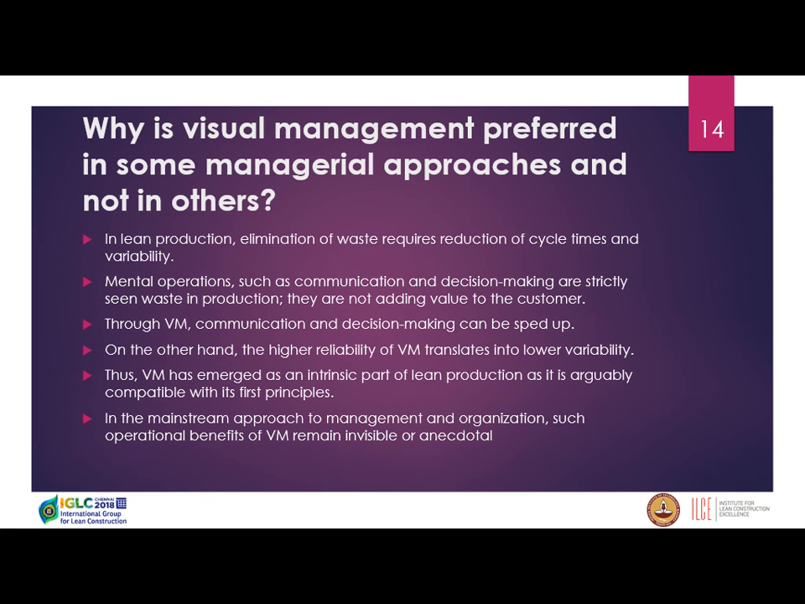Why is visual management preferred in some approaches and not in others? Simply because it speeds up and increases reliability, and more rapid processes and less variability are the basic principles of lean, and therefore it is found in lean to be a good topic. Instead, in conventional management, these benefits are just anecdotal, or they vanish into the overall mess, and the benefits of visual management are not appreciated.